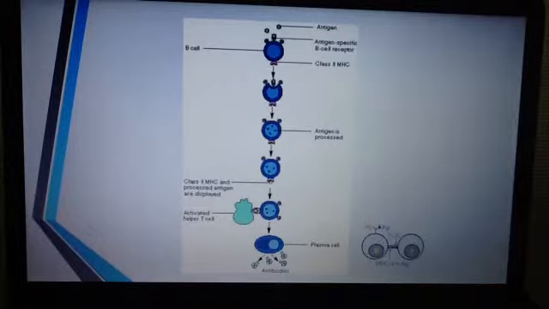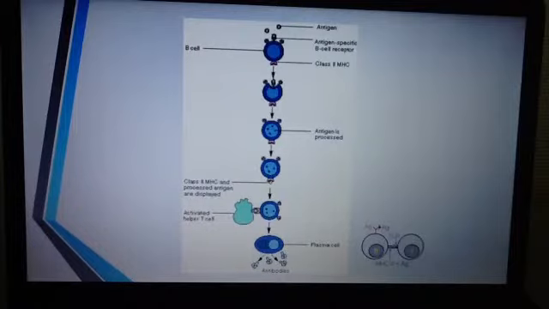Remember in the earlier slide we said that helper T cells are the central regulatory element in humoral immunity. They are also the primary target of the AIDS virus. So if you hit the helper T cells in the AIDS virus, you're in big trouble.